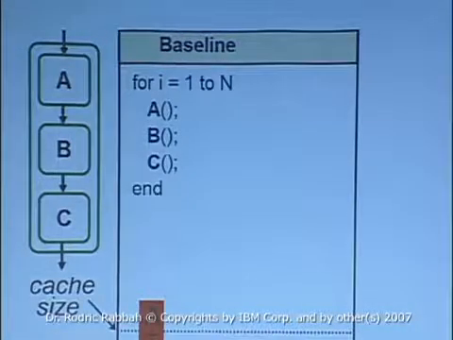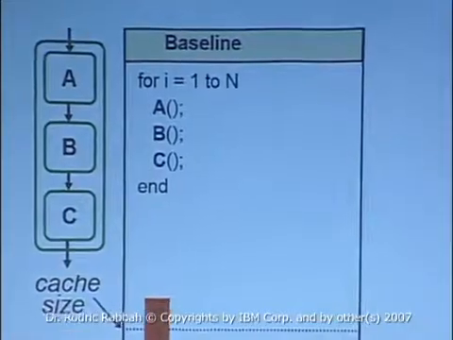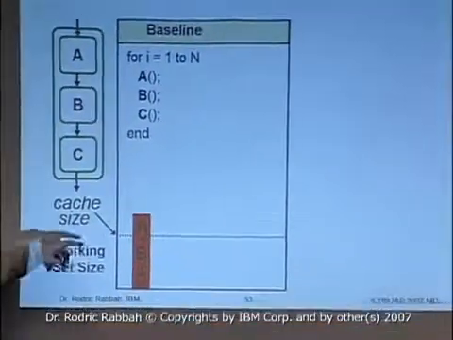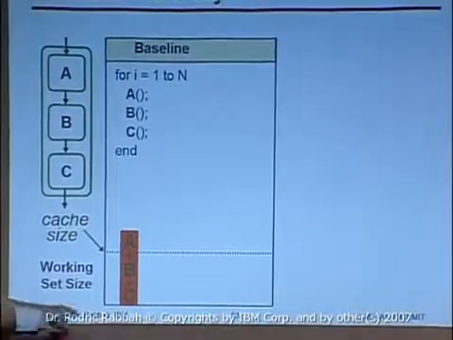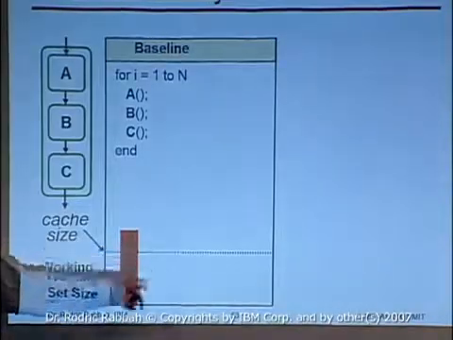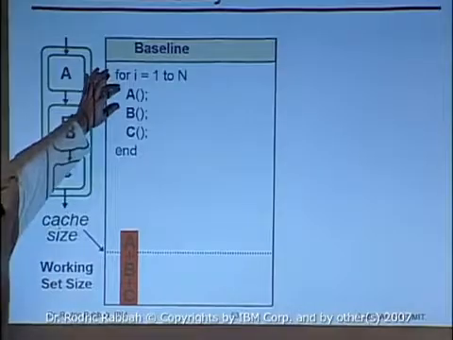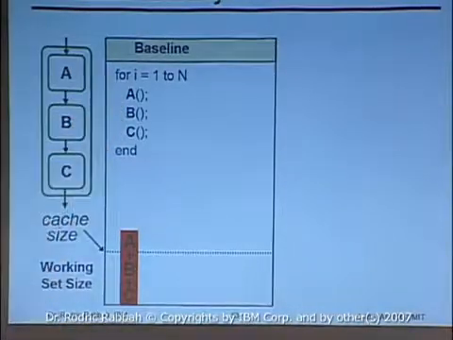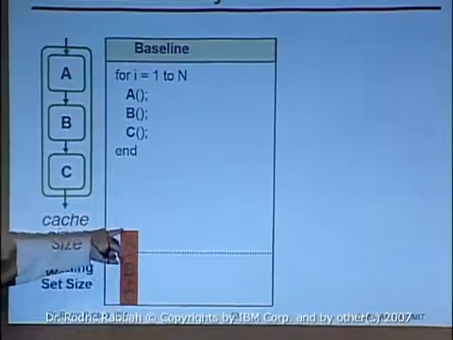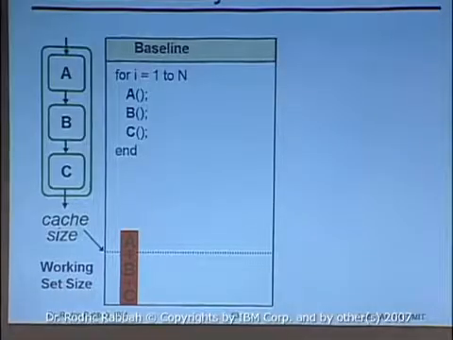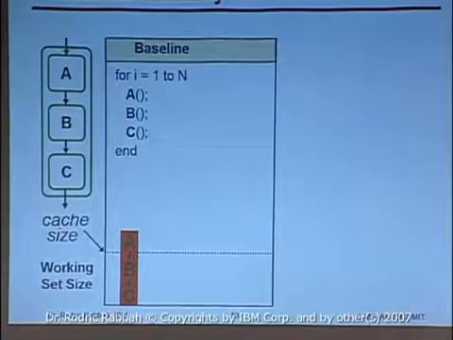If I look at my actual cache size and the working set of each of these functions, let's say this is my cache size. This is how many instructions I can pack into the cache. Looking at the collective number of instructions in each one of these functions, I overflow that. I have more instructions than I can fit into my cache at any one time.